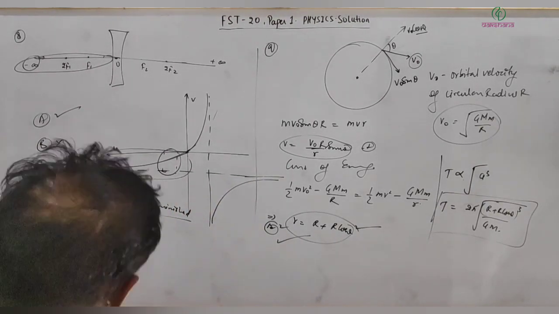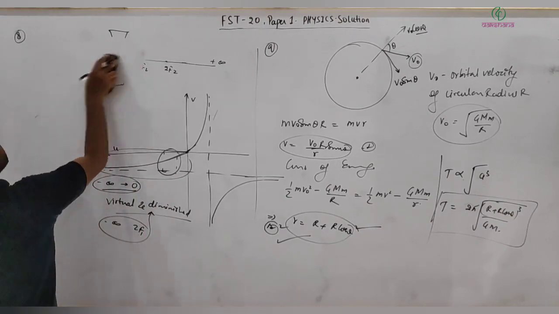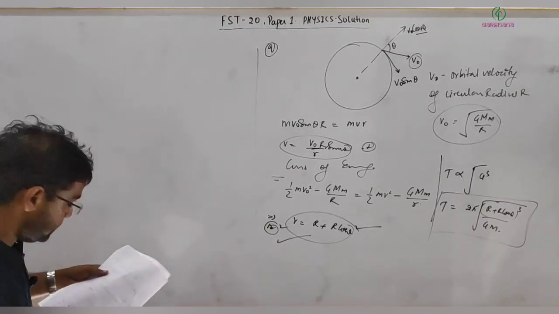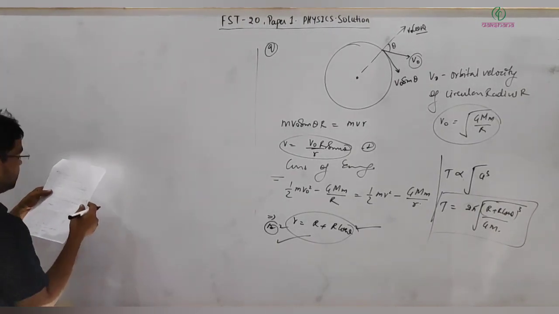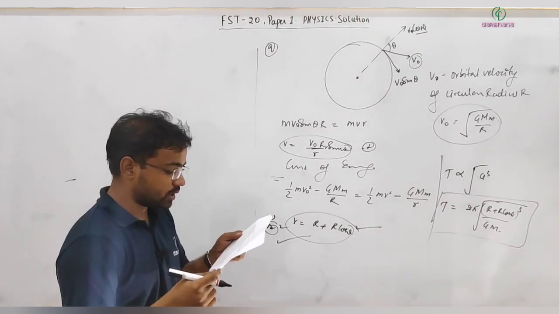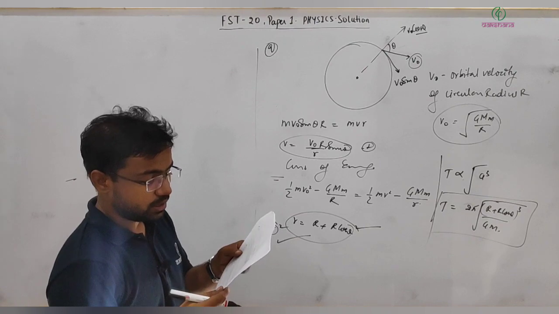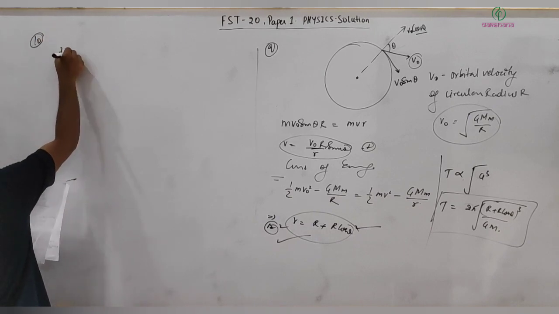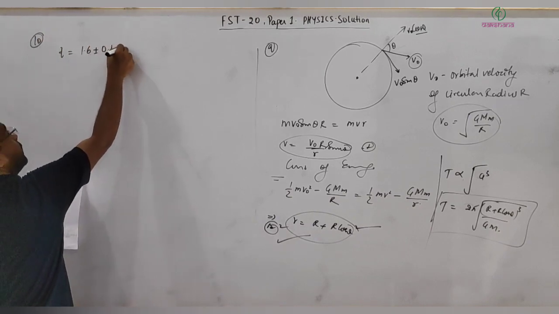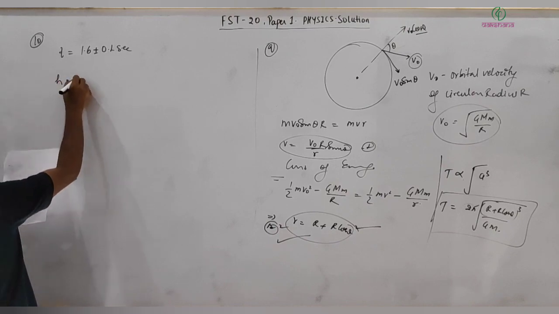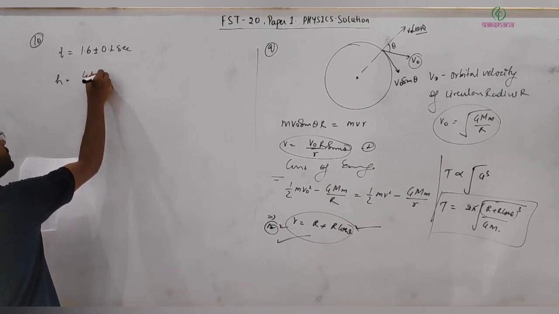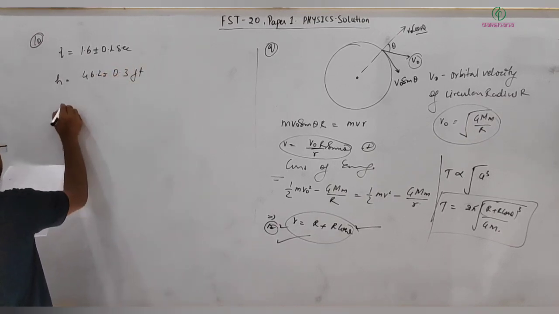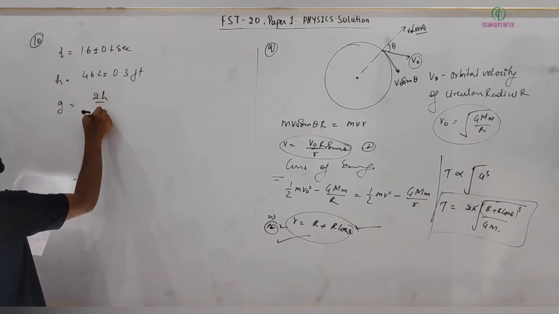Next, problem number 10. Here it's mentioned about the measurement of the G value. One experimental setup is given for problem number 10, and the data is given to you. Suppose a student measures the acceleration due to gravity G by measuring the time period of a stone falling from height h to the ground. T is given as 1.6 plus or minus 0.1 second. H is measured as 46.2 plus or minus 0.3 feet, and the G relation is given as 2h divided by t square.